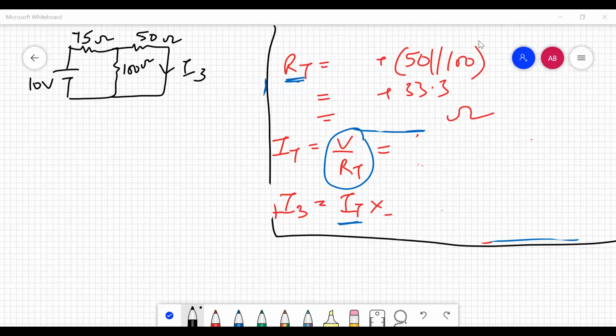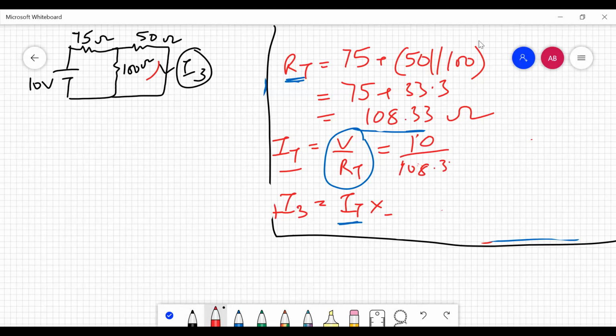So now we have taken the second resistance R1 as 75 ohms, and we are going to calculate the value of I3 here. The total RT will be equal to the parallel combination of 50 and 100, and then in series with 75 ohm. This is going to give me the value 108.33 ohms. So the total current IT will be 10 volts divided by 108.33, which gives 0.092 amperes. This is the value of current that is coming till here.